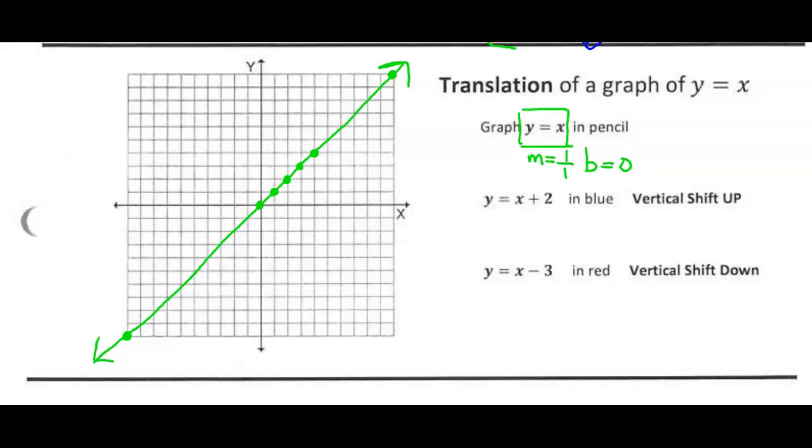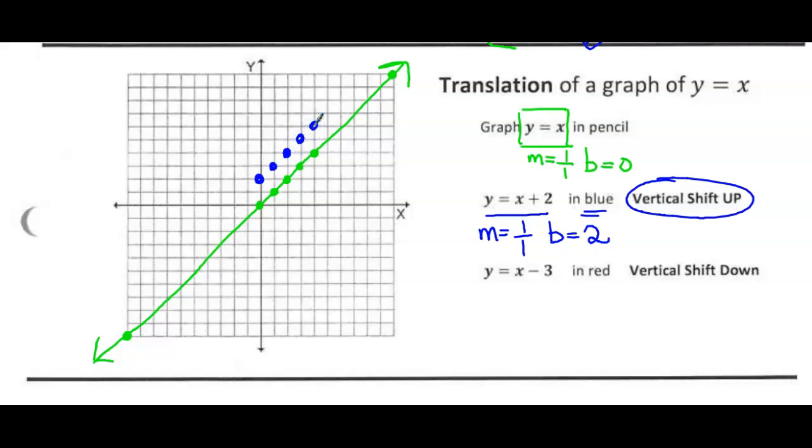So the next one we're going to do is y equals x plus 2. And I'm using blue. This time, there is nothing multiplied by x. So we're going to keep our same slope. This time, our y-intercept is 2. And it says here, this is going to be a vertical shift up. So I start up at 2, and then I keep my same pattern of up 1, right 1, up 1, right 1, up 1, right 1.